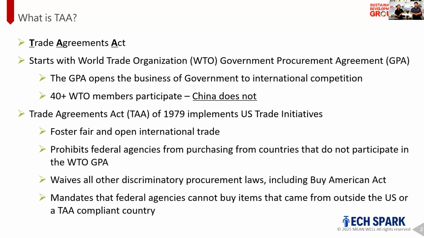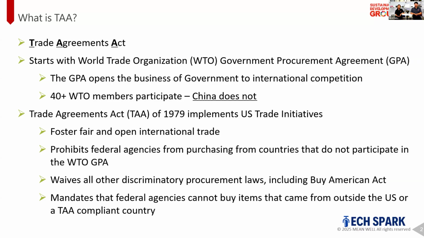And over 40 of the WTO members participated in the GPA. However, I underlined here that China did not, even though they're part of the WTO. And this is very impactful because China is a key supplier for components and services. So we'll talk more on the countries later.